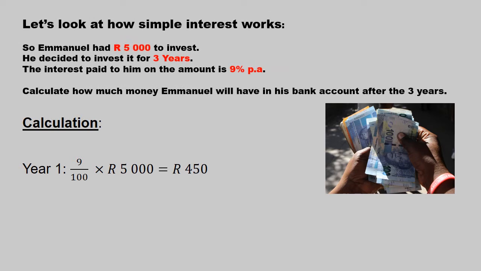So the calculation for year 1, you want to work out 9%. Remember, 9% written as a fraction is 9 over 100. Of is a times sign, so 9% of the 5,000 rand. And if you just pop that into your calculator, 9 over 100 times 5,000 gives you 450 rand that Emmanuel would have earned from year 1 on the 5,000 rand.